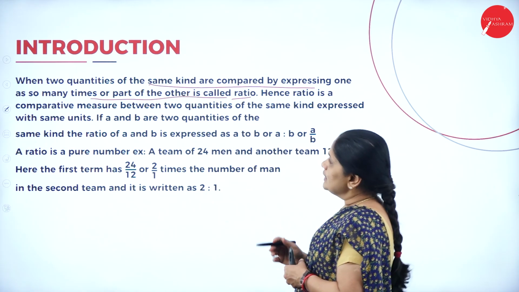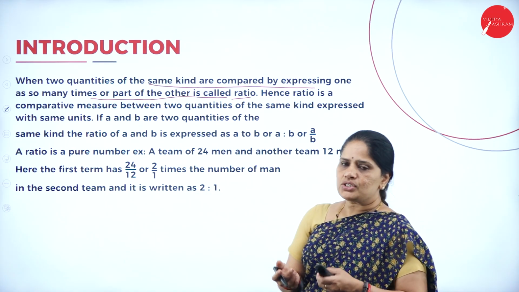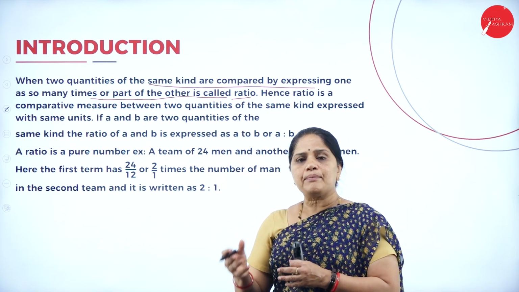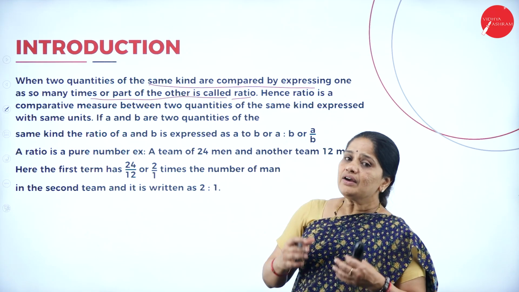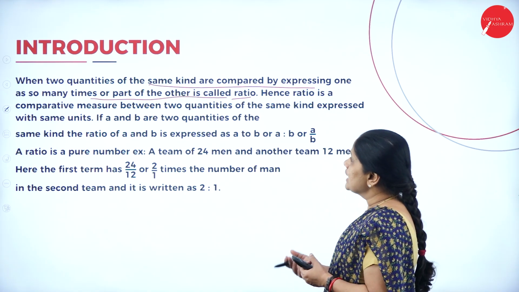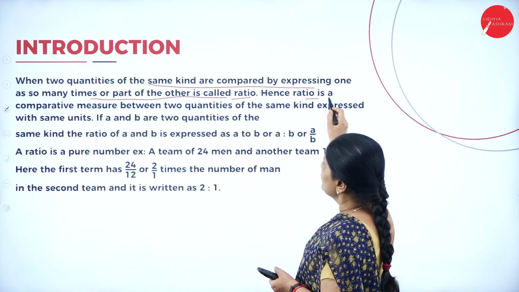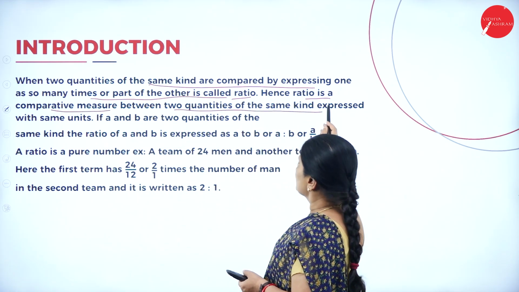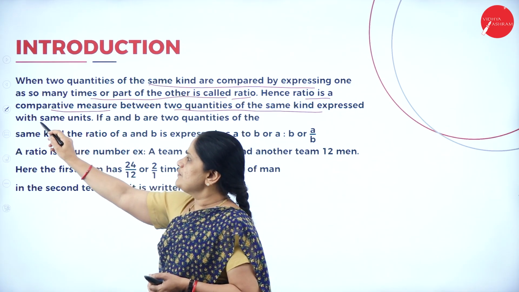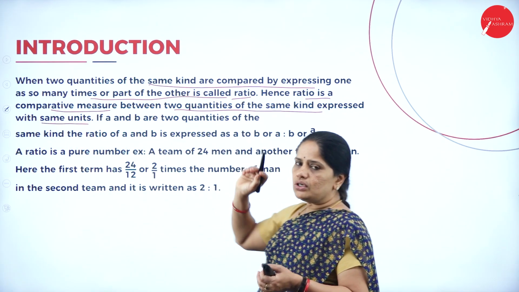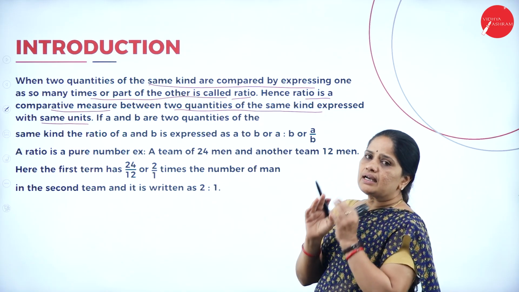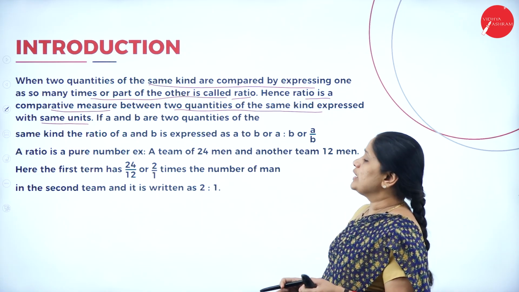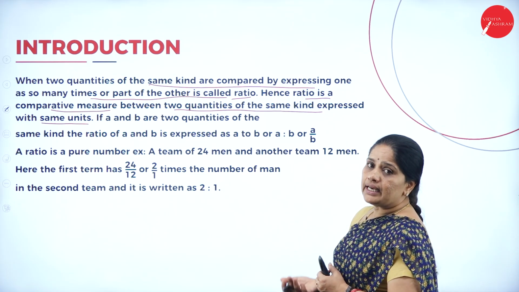When there are two numbers of the same kind and one is expressed in comparison to the other, then we call those numbers a ratio. Hence, ratio is a comparative measure between two quantities of the same kind expressed with the same units. A ratio is a comparative measure of two quantities expressed in the same units. Only then we call it a ratio.